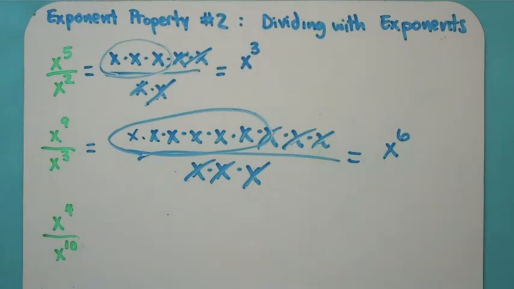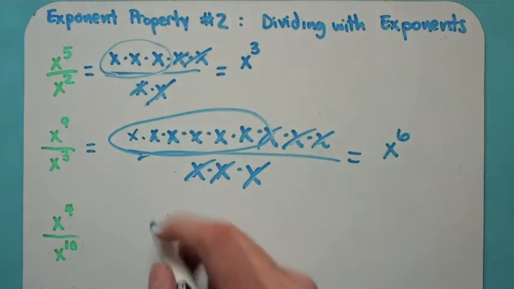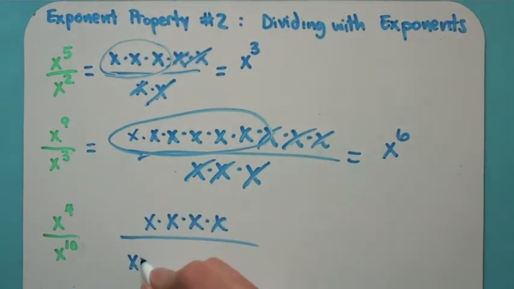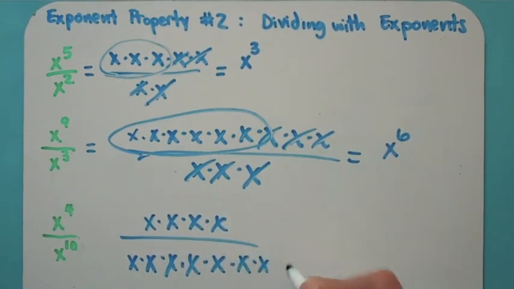On my last problem here, I have 4 x's up top, and I have 10 x's on the bottom. And as you guys are probably seeing by now, it's fairly tedious to have to write this out, so obviously this isn't going to be the way we always do the problems. But to set things up, to get an idea of what's going on, it's helpful.